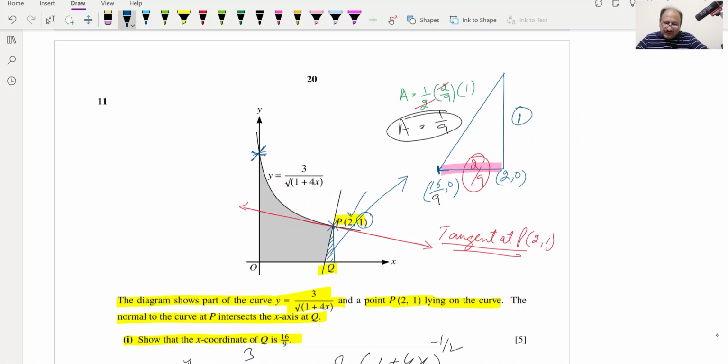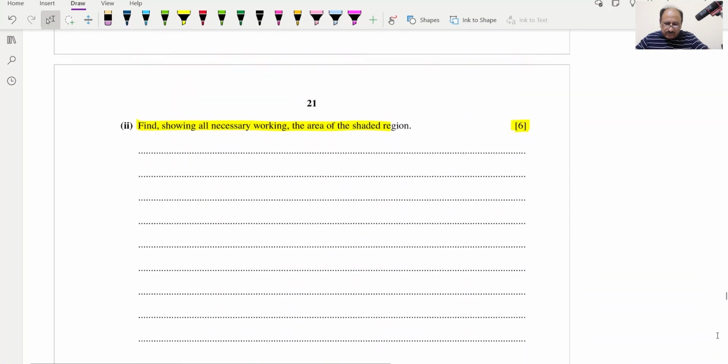So when we take the integral from 0 to 2, we will be taking an additional area of 1 by 9, which we will subtract and we will get the answer. Hopefully you understood the strategy of the question, and we will be following the same strategy.